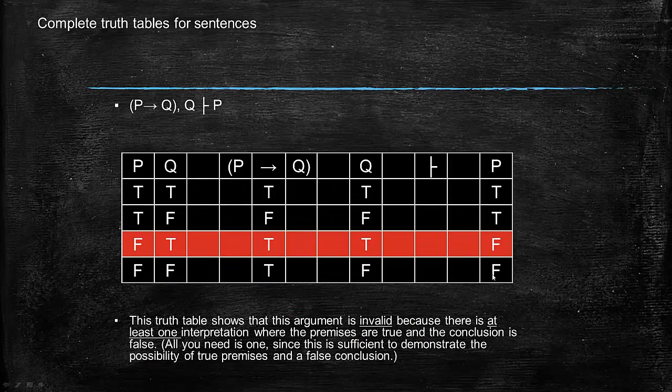Now, we can also show that an argument is invalid in the same way. Here's an argument: if P then Q, Q, therefore P, which we've put up in exactly the same way, and interpreted, we get one line, and all we need is one. There could be more, but we get at least one line where the premises are true and the conclusion is false. And as long as there is at least one such line, then we have an invalid argument.